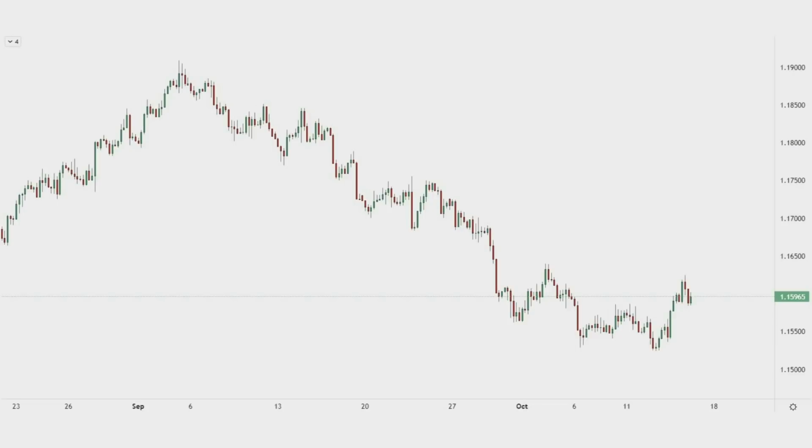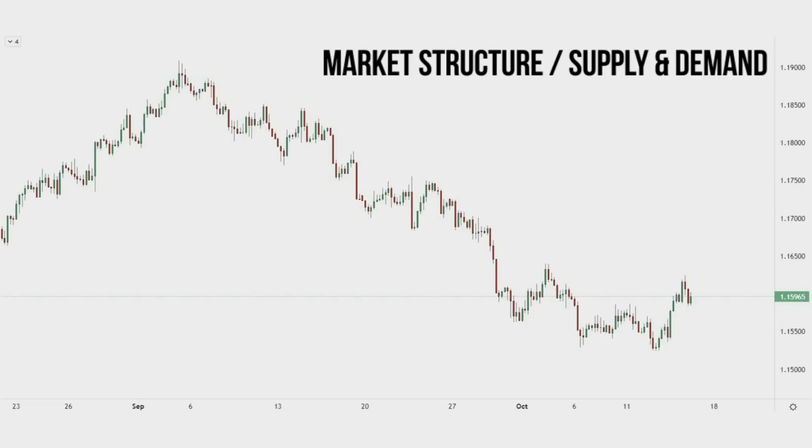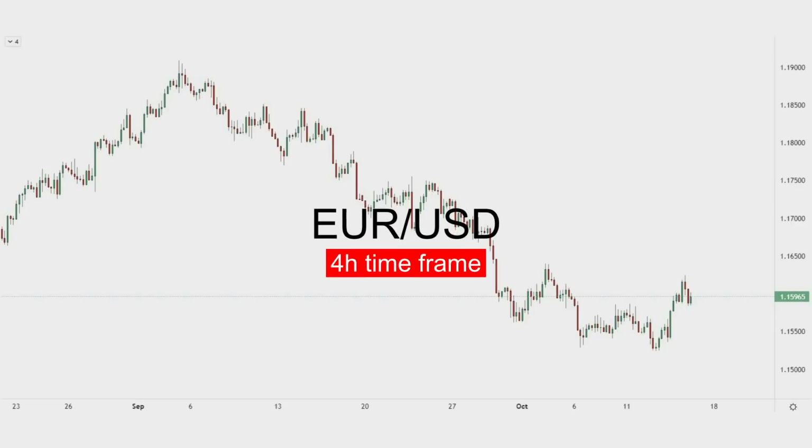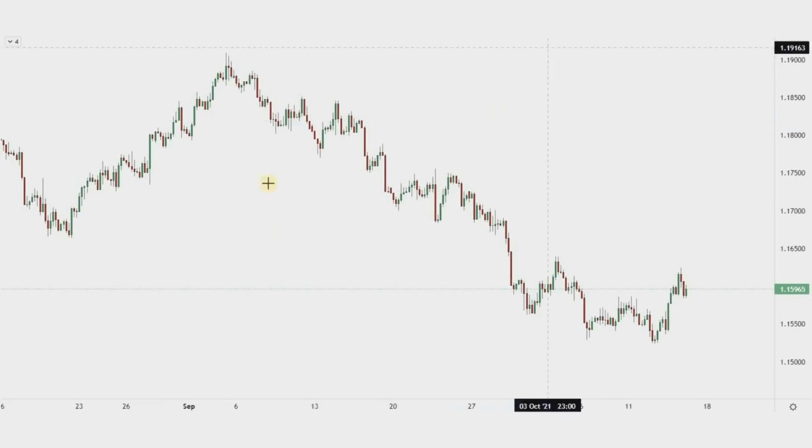In this video we are going to show an example of market structure that is not a perfect one, and how we can adapt in order to profit in this situation. As we already know, we prefer to trade the market structure with supply and demand zones. This chart is Euro, US dollar. It's a setup shared on Premium channel.